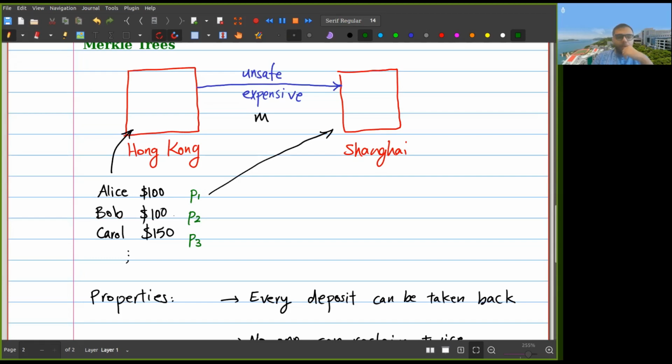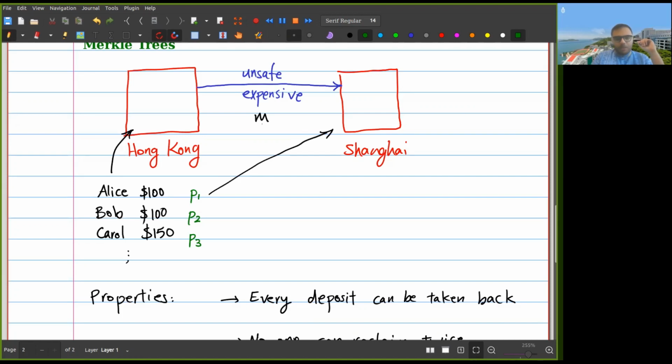But of course, the problem here is the problem of forgery. So if, let's say, Alice deposits $100 here, and then the Hong Kong branch gives her some proof P1, maybe Bob can just take the same P1 without actually depositing $100 here and somehow copy it and then go to the other branch and try to scam them and get $100 back. Right, so this is like as old as time. People have had these problems forever.